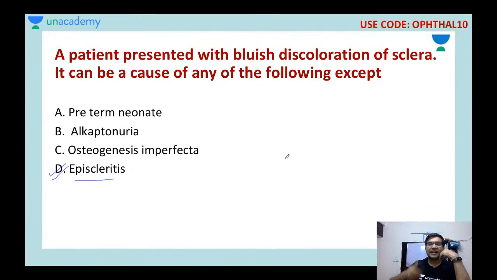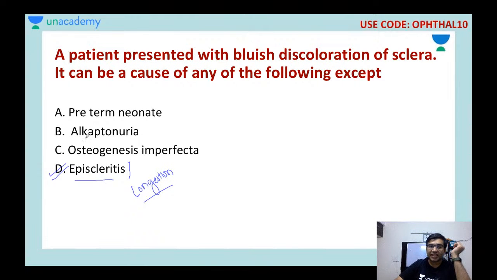Episcleritis usually causes congestion of the vessels which are above the sclera. So you would see a red eye in episcleritis and not a blue eye. A blue eye is seen when there is incomplete development of the sclera, or if there is pigmentation in the sclera.